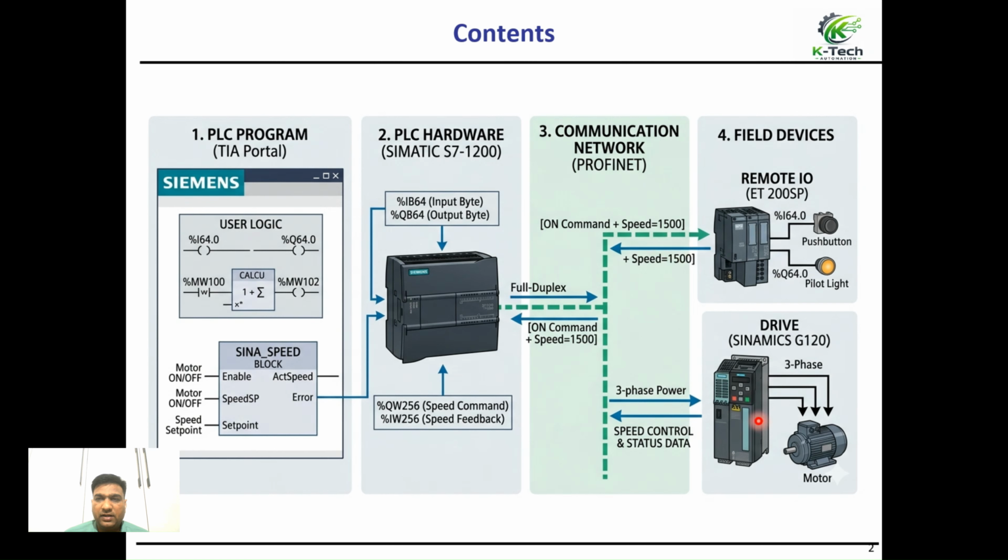Then this is the Siemens G120 drive, a 3-phase drive. We can do speed control, check the status, and also read the actual current and actual frequency of the drive. First I will show you which parameters we need to check. Then go to the configuration.